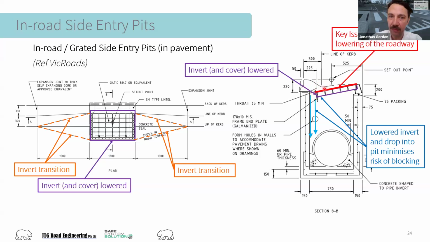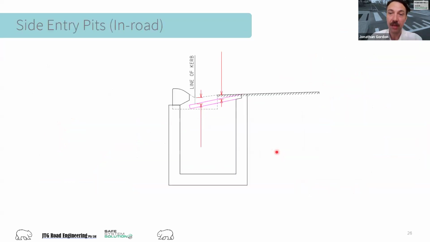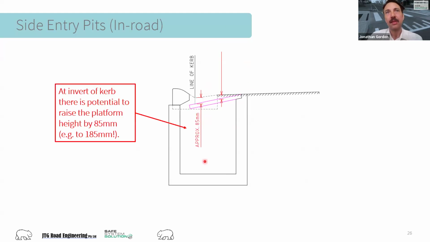Unlike that, with an in-road pit variety, you may find yourself having a lowered pavement level beyond the lip of curb, and actually within the road pavement itself could be lowered. I've drafted this up just to illustrate some of the major issue here, which is that when I draft this up to the exact standard requirements, and I look at what these levels are, I'm looking at the invert here, and actually now I'm in the pavement. This is 85 millimeters lower than the line of curb.